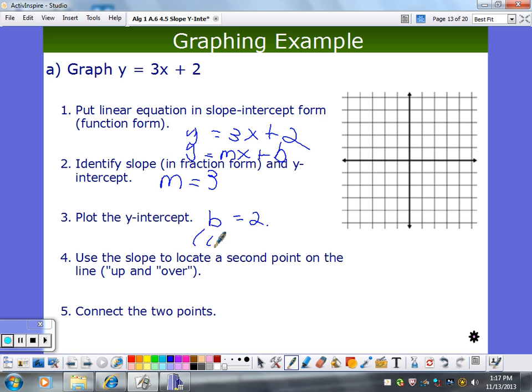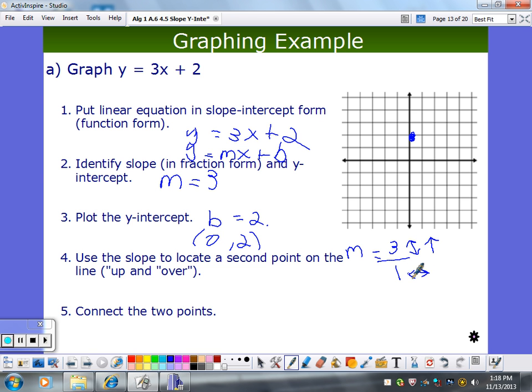So that is the point (0, 2). It's a point on the line, so I can go ahead and put that point on there. Okay, so I have my slope, and my slope is 3. Let's turn it into a fraction, back into its ratio. Okay, so I've got my ratio 3 to 1. So this is my vertical change, and this is my horizontal change. So am I going to go up 3 or down 3? Up, because 3 is positive, and up is the positive direction.